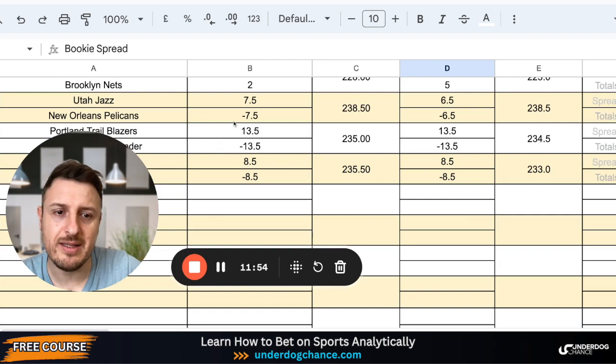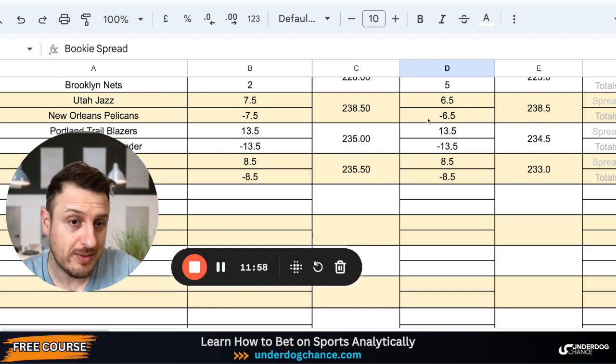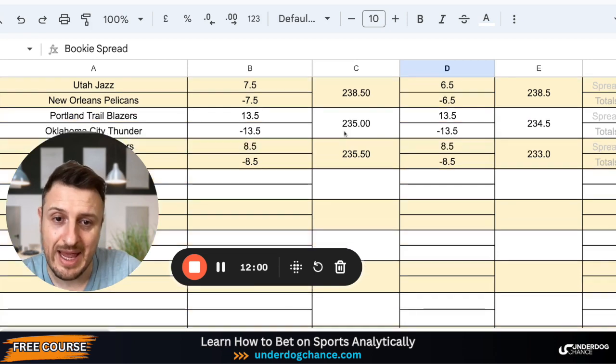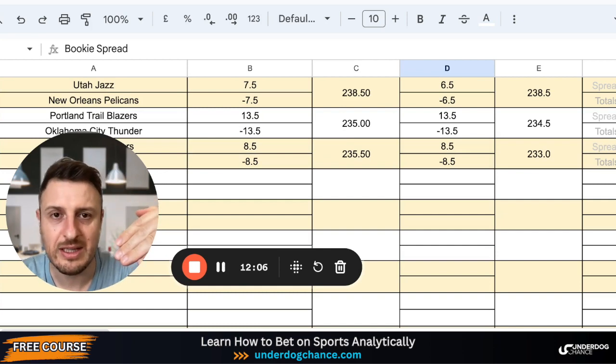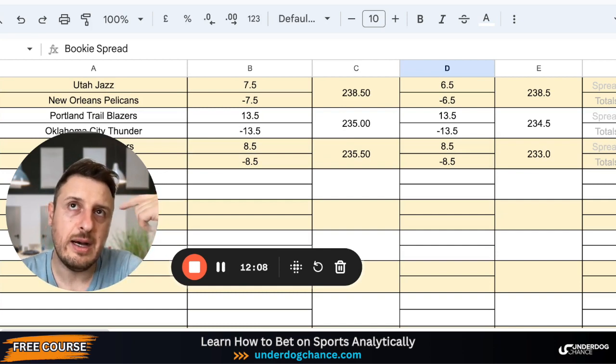Utah Jazz Pelicans, no value. I have Pelicans at -7.5, bookmakers -6.5. The total is the same. For the totals, I'm looking right now for a 7 point difference. In the past, I was not focusing that much on totals.